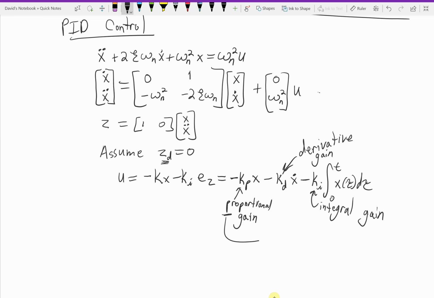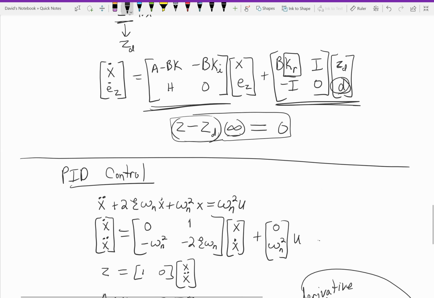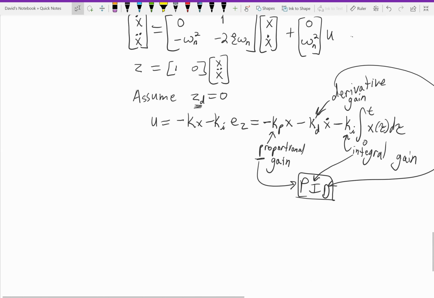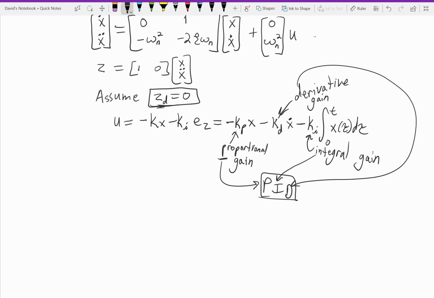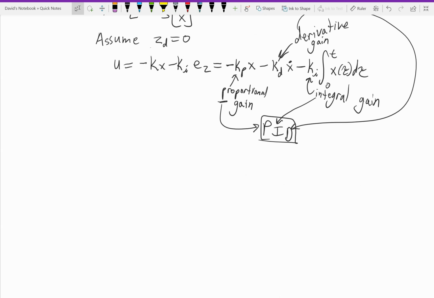Thus, P, I, D. That's why it's called PID control. And so this PID controller is just a case of the integral controller that we discussed before. And remember, this assumption is just a simplification, because we could have chosen alternatively Kr equals 0 to get the same result. And this is by far one of the most popular kinds of control used in industry, and so you'll see this pop up again and again in practice, and it's incredibly useful.